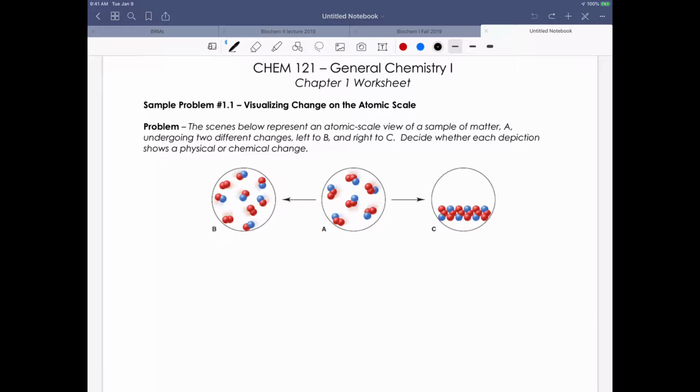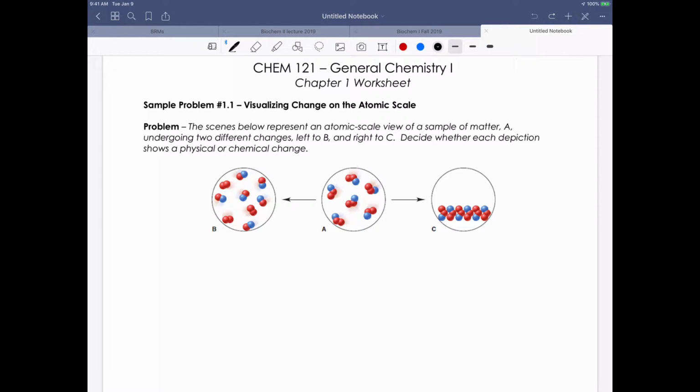Our very first sample problem in Chapter 1 has us begin thinking about the differences between physical and chemical changes, and it also gives us an opportunity to think about phase changes as well. So as the problem states, the scenes below represent an atomic scale view of a sample of material A, undergoing two different changes. To the left, forming B, and to the right, forming C. Decide whether each depiction shows a physical or a chemical change.